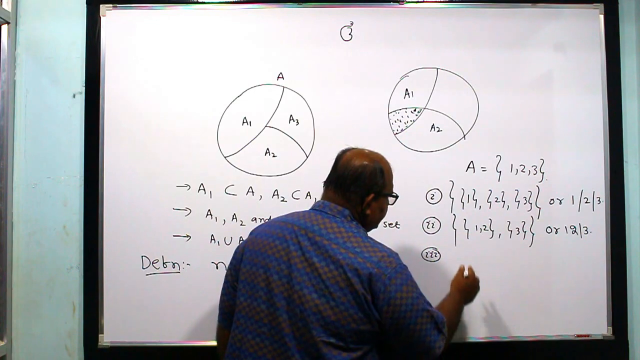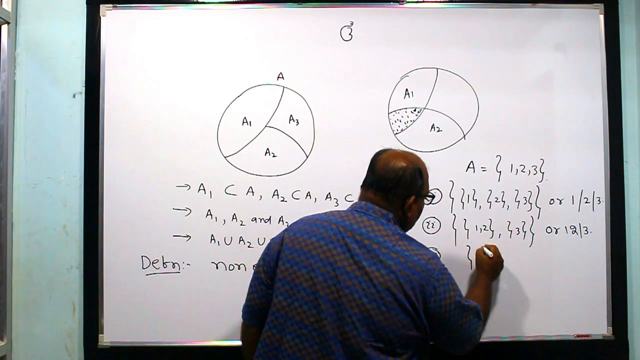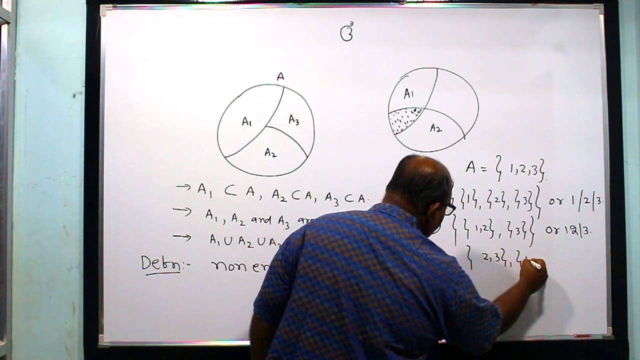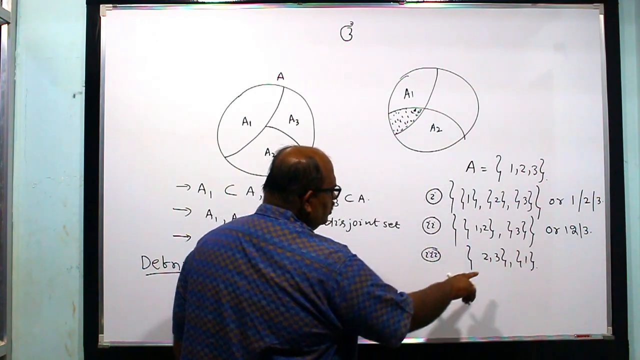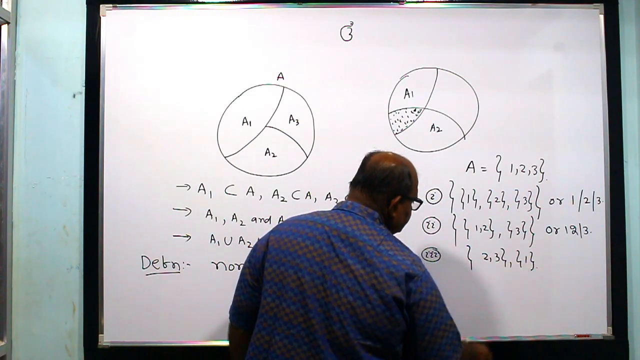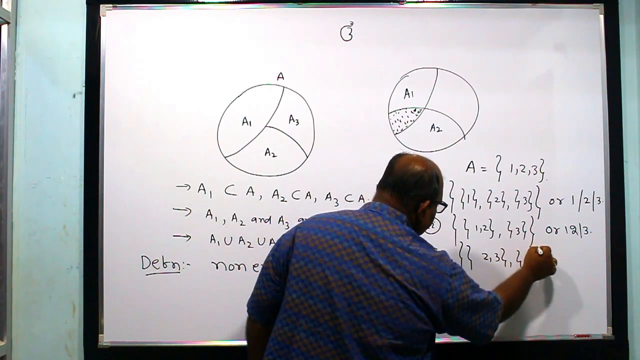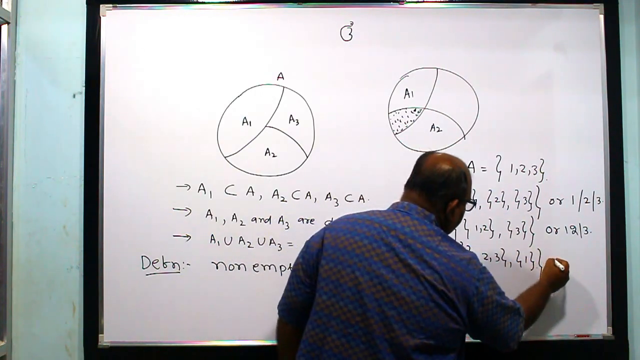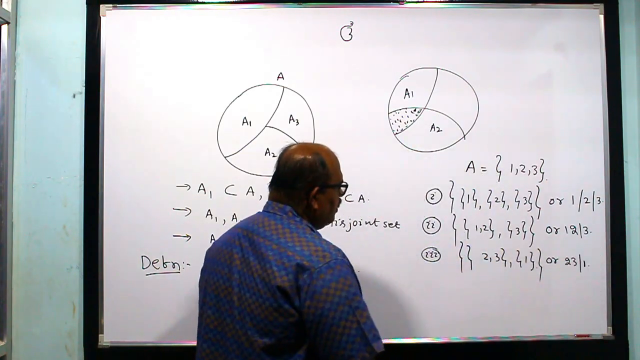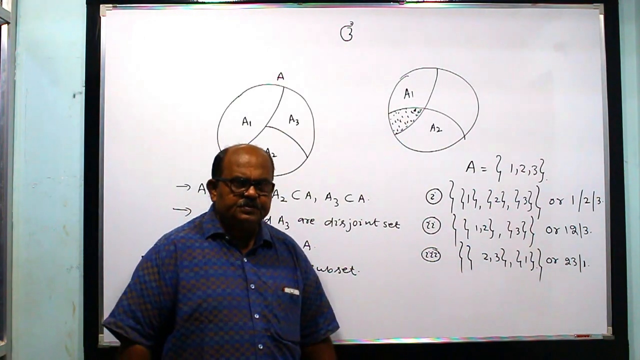Now another type of partition is set {2, 3} and set {1}. Look, both are subsets of A and have nothing in common; both are disjoint and the union also gives A. So this is a partition. This is symbolically written as 23/1.